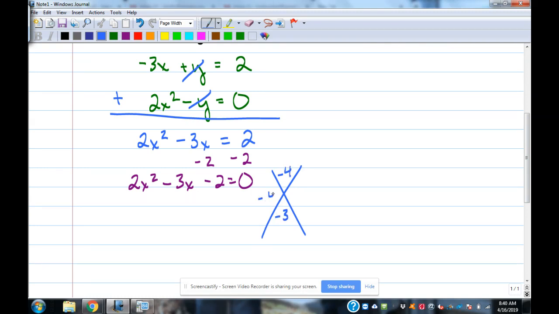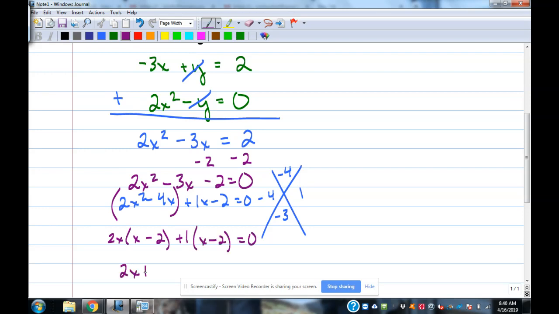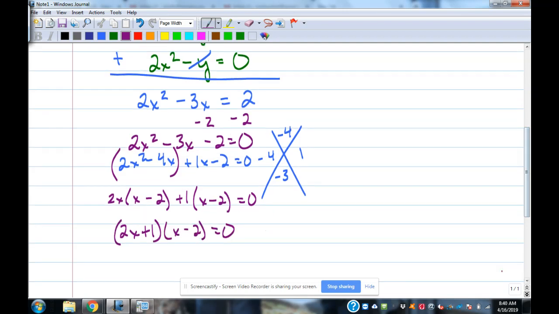It's fun. -4 and 1. 2x squared minus 4x plus 1x minus 2. Group: 2x, x minus 2 plus 1, x minus 2. So my factors are 2x plus 1 and x minus 2. So I get x values of -1/2 and 2. I get 2 x values out of that, which means I should find how many y values? 2 of them. How do I find those y values? Plug those in. Where?